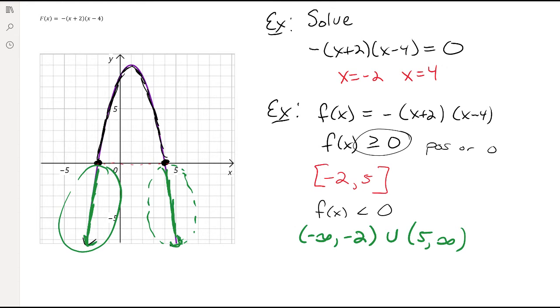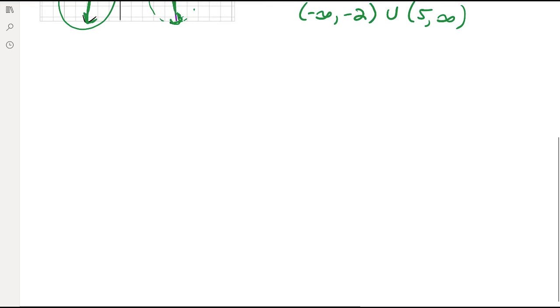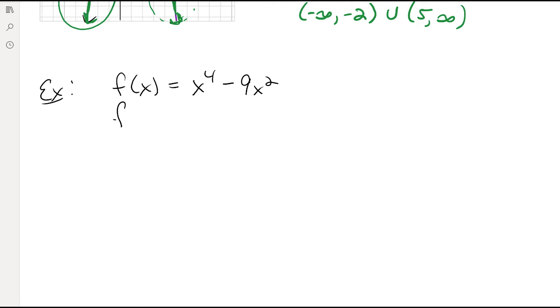Okay, so for example here, suppose f of x is x to the fourth minus 9x squared. And the question says find all values of x such that f of x is strictly greater than 0. Strictly greater than 0. Well, instead of graphing this, this is what you should do.